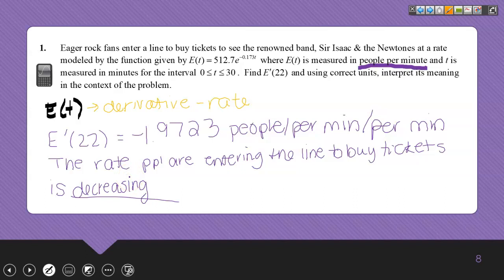So the noun is the rate at which people are entering. It is decreasing. What is it decreasing by? 1.9723 people per minute squared. When? When is this happening? This is happening at 22 minutes.